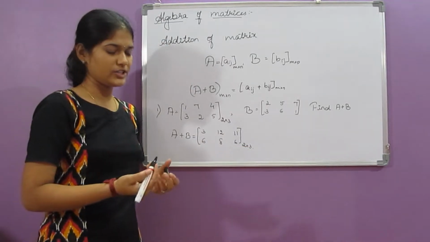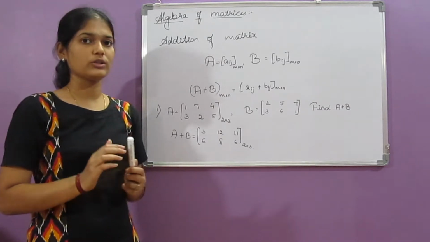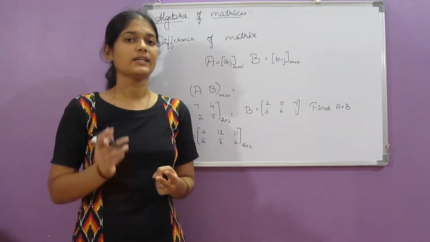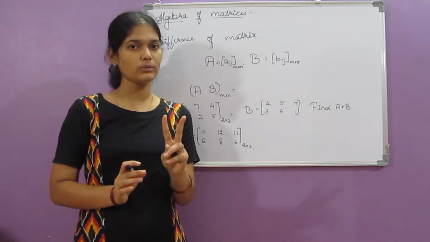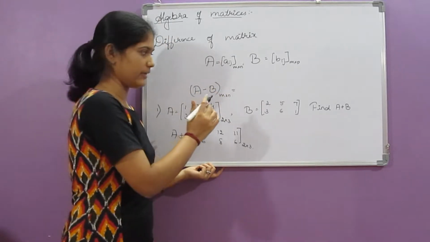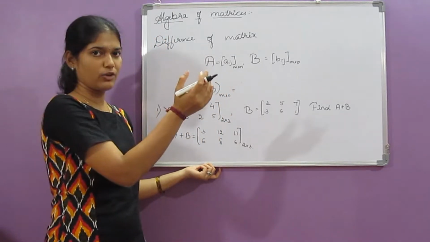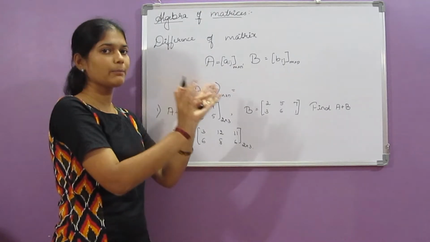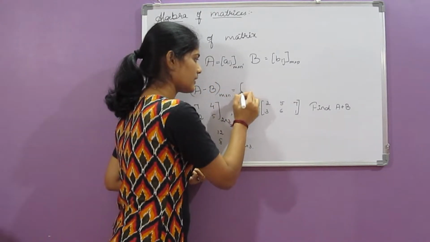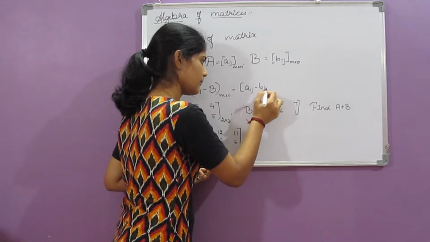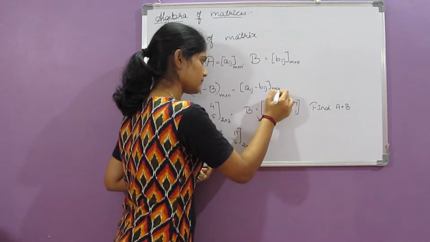Then after the addition of matrices, let's move on to the difference of matrices. To find the difference of two matrices, the same condition, that is order of both matrices should be same, and the matrix A minus B will be the same as addition of matrices. But here we have to subtract the elements of B from elements of A. That is, we will get Aij minus Bij, m cross n.